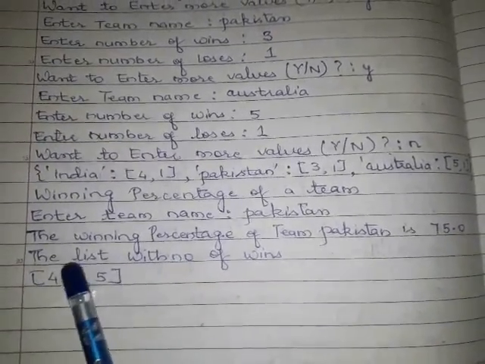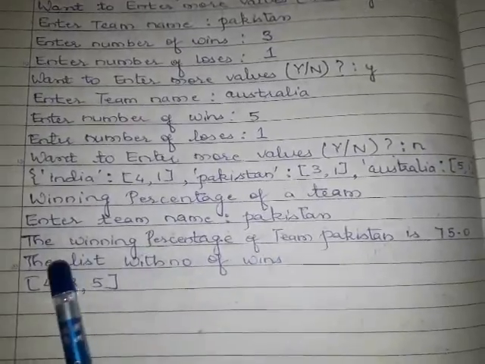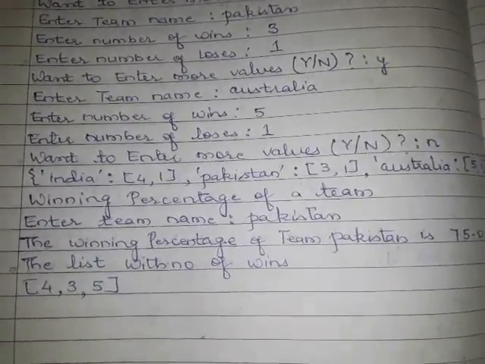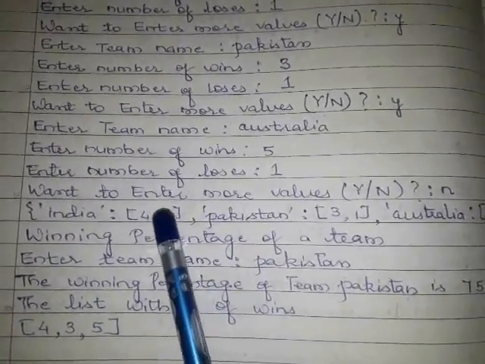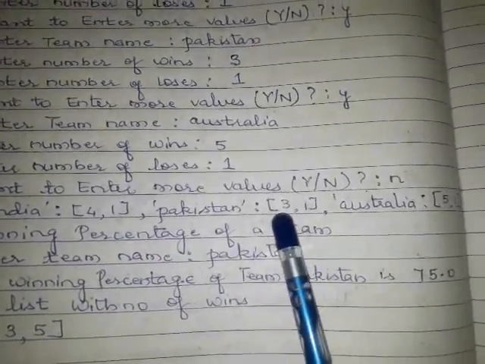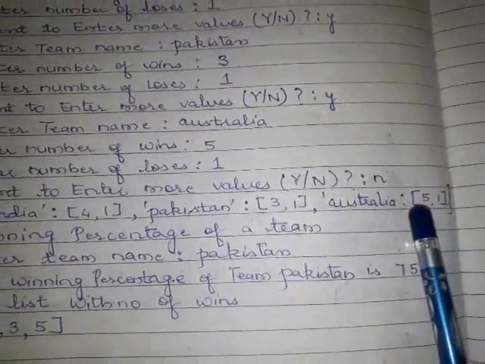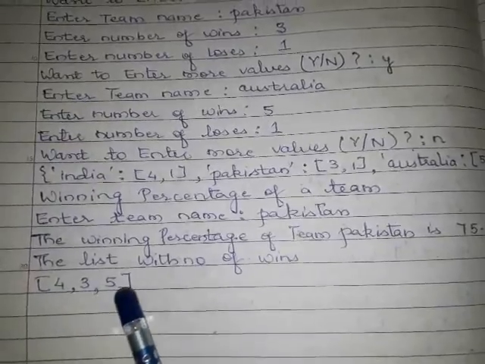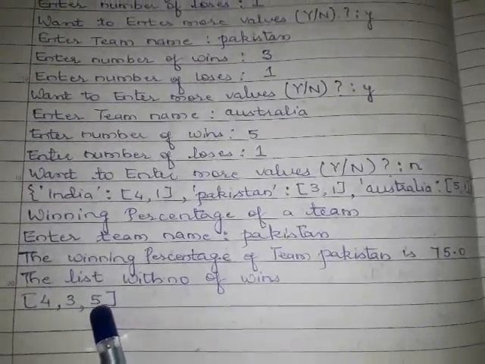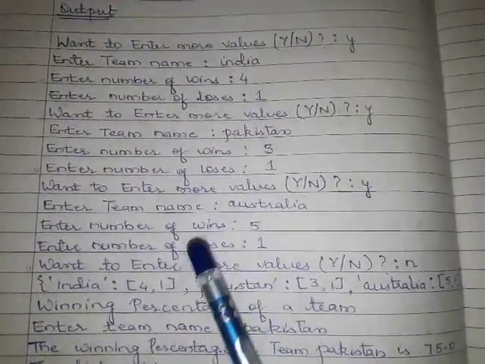Now the list with number of wins. Now we have to create our second part, the list with number of wins. The number of wins means 4 is the number of wins, 3 is the number of wins, and 5 is the number of wins. So the list is 4, 3, 5. So these two parts we have created with the help of the dictionary.